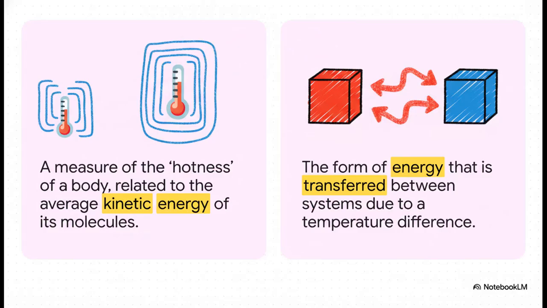Okay, here's the absolute key. Think of temperature as a property of an object. It's basically a number that tells us how much the tiny molecules inside that object are jiggling and vibrating around. The faster they jiggle, the higher the temperature. Now, heat. Heat is different. Heat isn't something an object has, it's energy that's moving. It's the energy that flows from a hotter thing to a colder thing. So, an object has a temperature, but it transfers heat.